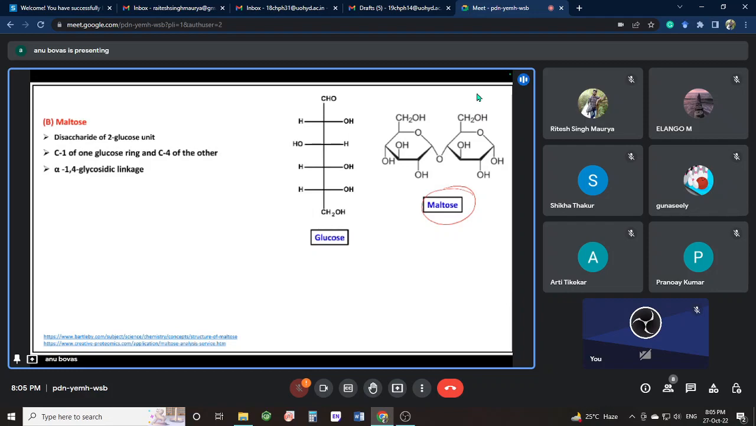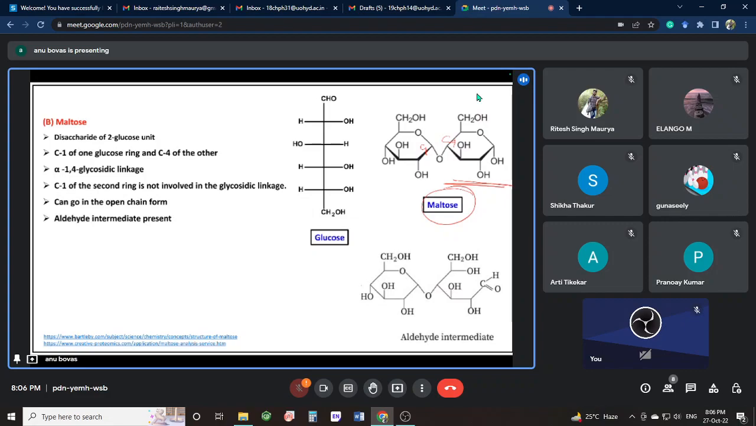So first of all, let us learn about maltose. Maltose is a disaccharide of 2 glucose units. This is C1 of one glucose unit and this is C4 of another glucose unit. C1 and C4 link to each other through a glycosidic linkage. But in this case, one glucose unit can go into the open chain form and an aldehyde intermediate will be present. So since a CHO group is present, we will get a positive Tollens test.